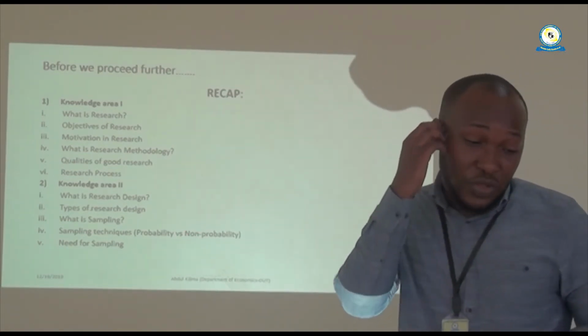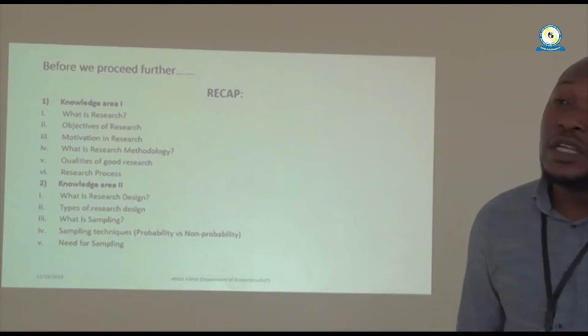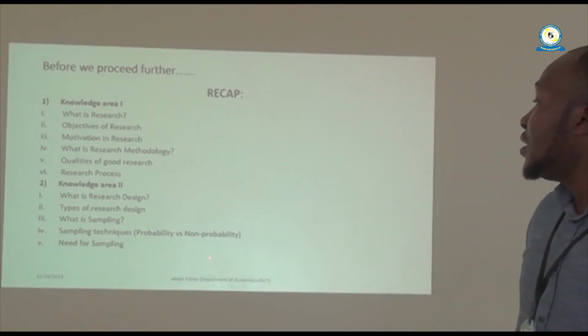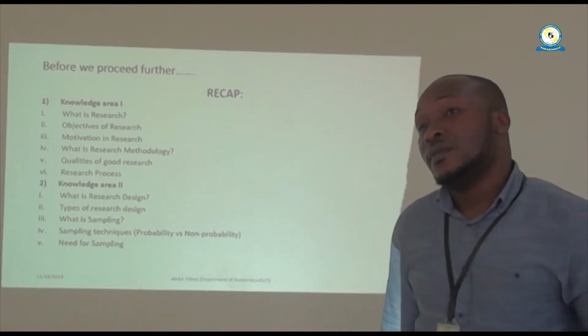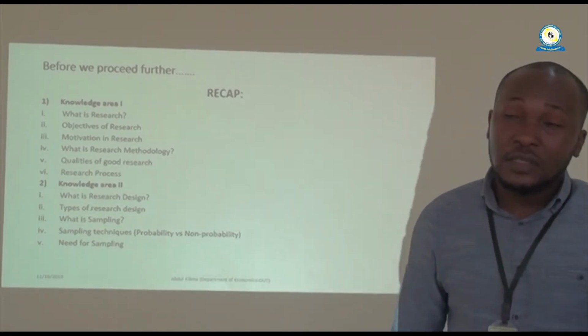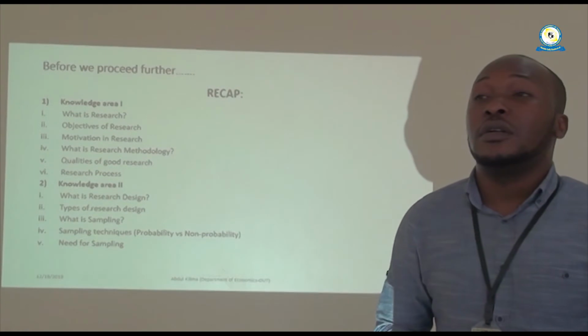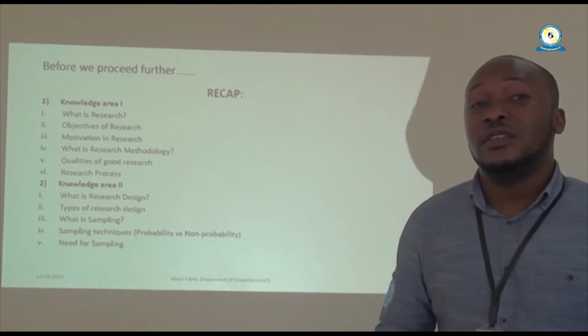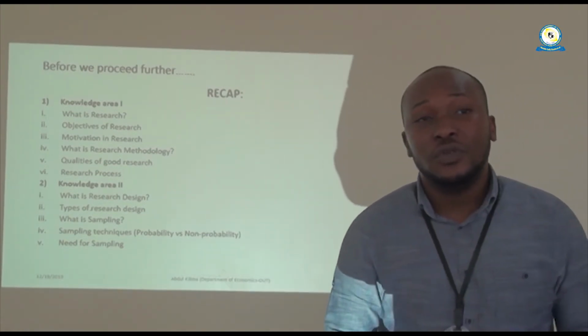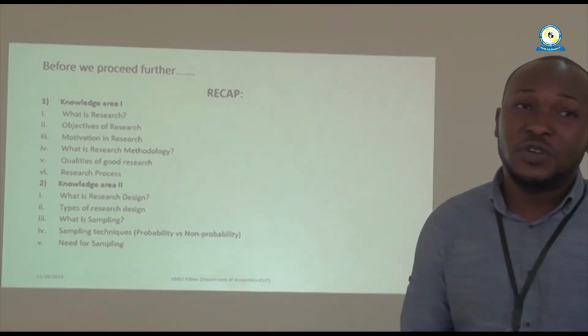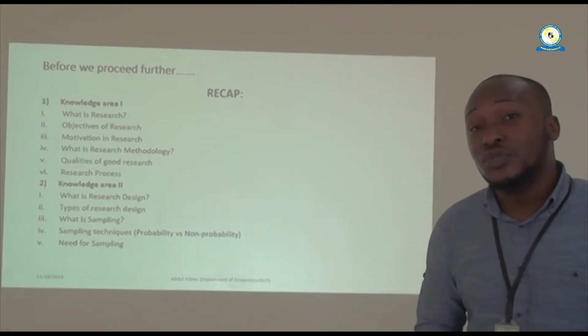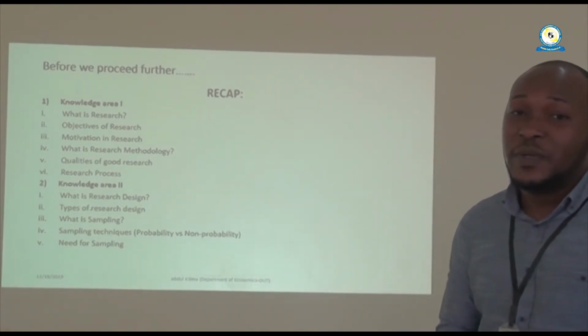Another type we looked at was convenience non-probability sampling. This is when you do sampling when information is available, or when the respondents are available. You go to a place where respondents are available, convenience. It is convenient for you to collect data at that place.